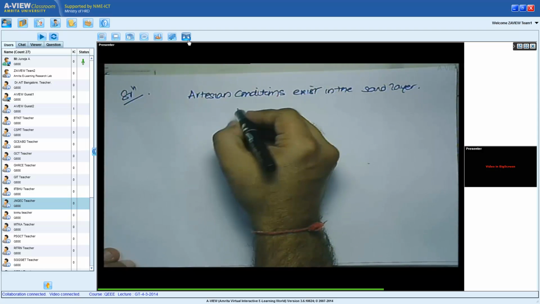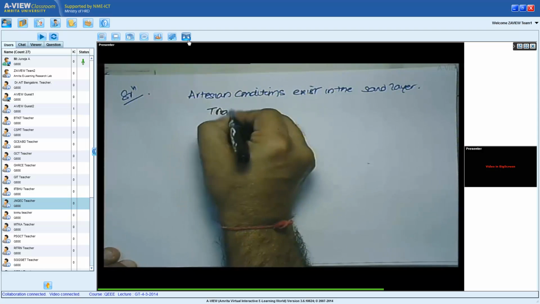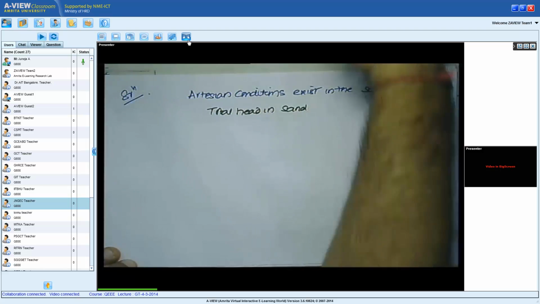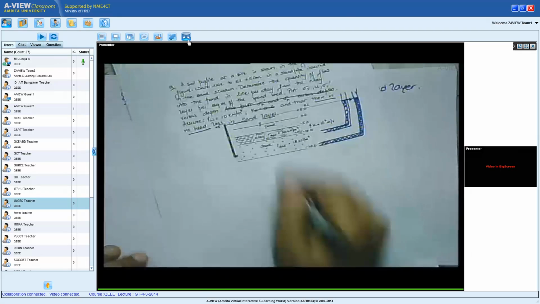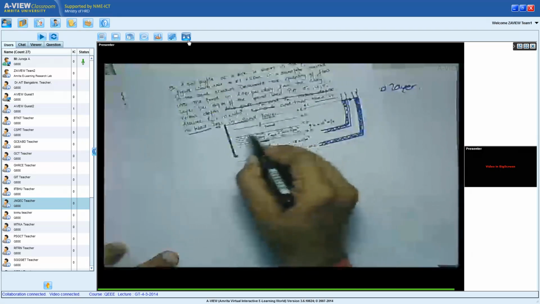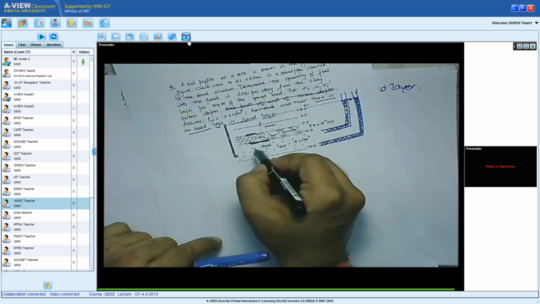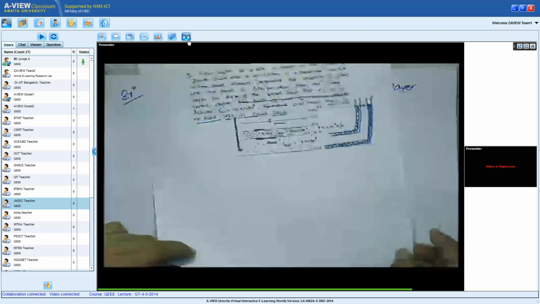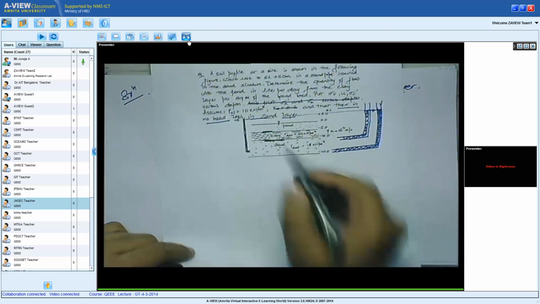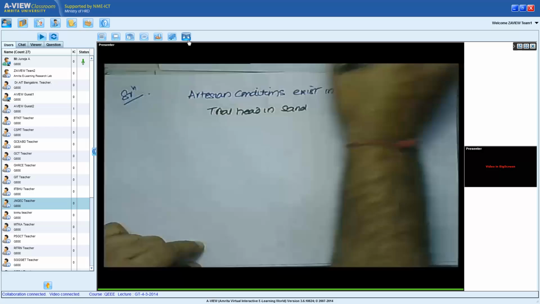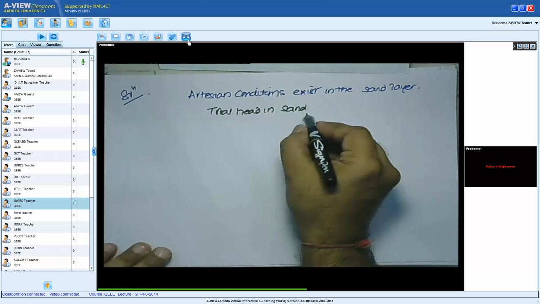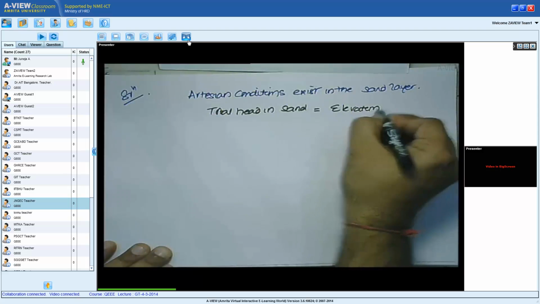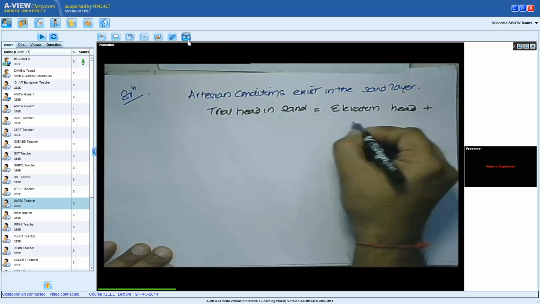So total head in sand. Okay, we're looking at head loss between this level and this level. Okay, we're looking at the head difference, the head loss between these two levels. So head loss over here would be calculated as total head in sand first, equals the elevation head plus the pressure head.